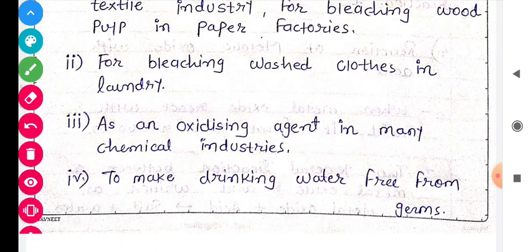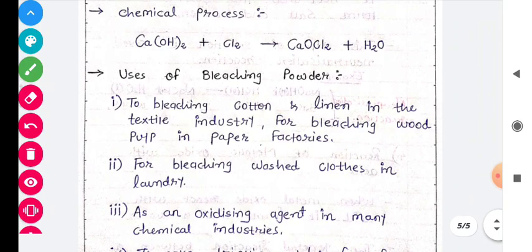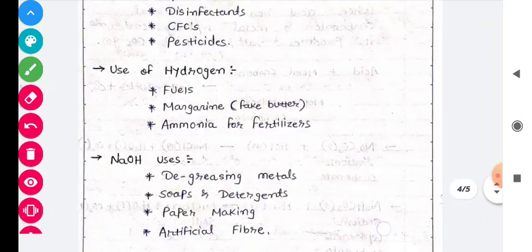Fourth, to make drinking water free from germs. Means if is there any soil particles, if is there any insects or some kind of germs are present inside the drinking water, then the calcium oxychloride is utilized for cleaning or to make it a potable water. Okay, so these are the four kind of uses of bleaching powder.